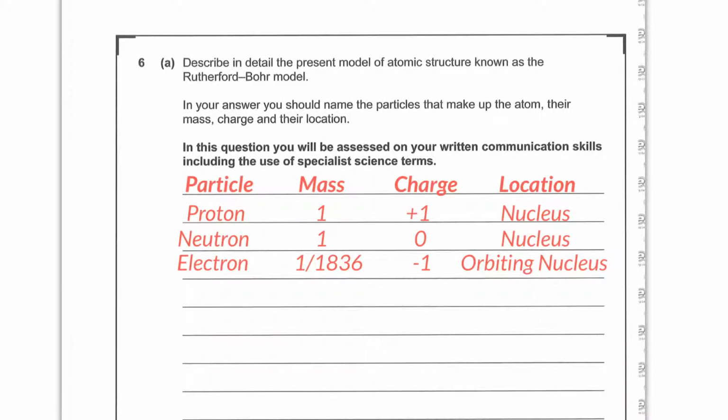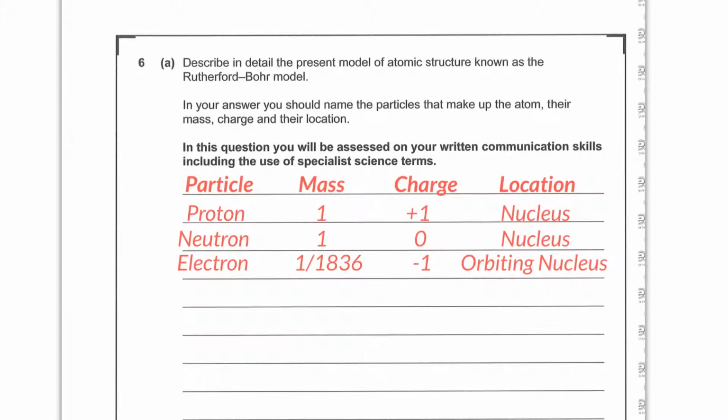So you might not write it as a table, but this is the information that you're trying to get across. The proton has a relative mass of 1 unit, a charge of +1, and it's located in the nucleus. The neutron has a mass identical to the proton's, more or less. It has no charge, and it's also located in the nucleus. And the electron has much less mass, and the mark scheme particularly mentions this 1/1836 figure, so you might want to learn that off, and a charge of -1, and electrons can be found orbiting the nucleus.